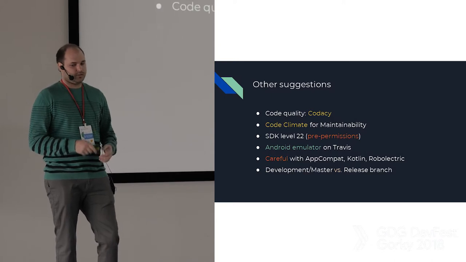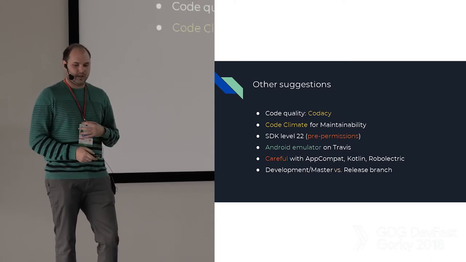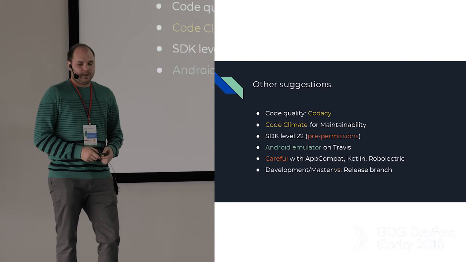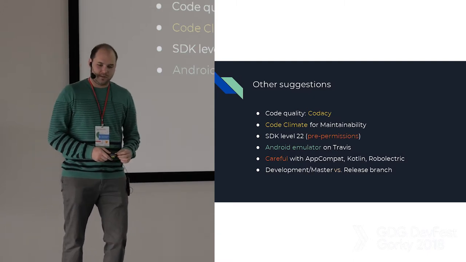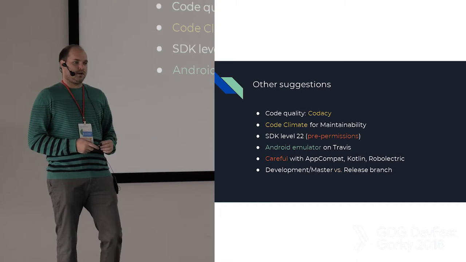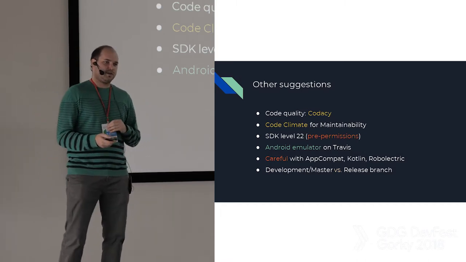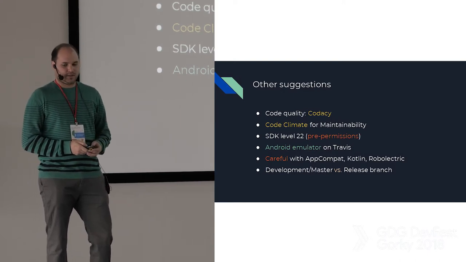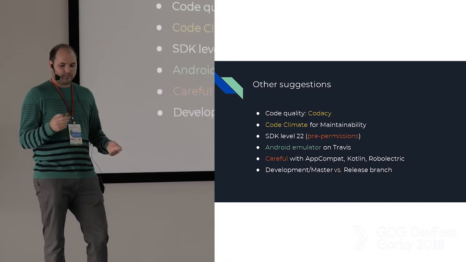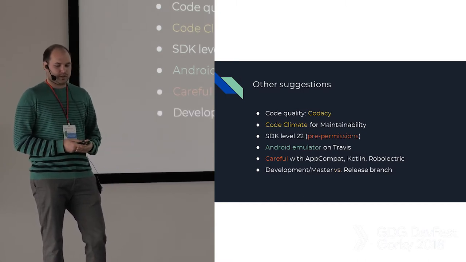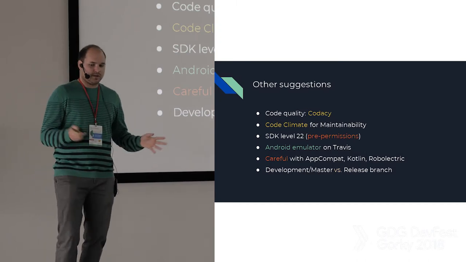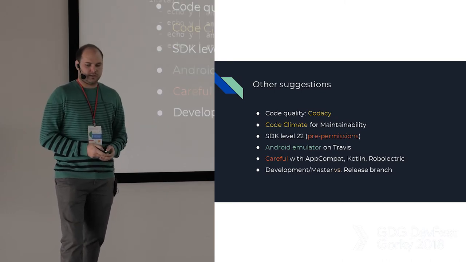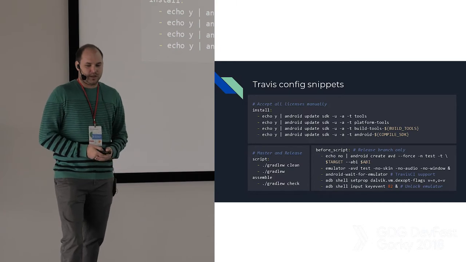So other suggestions when you're integrating is run Codacy. It's good for code quality. It has a nice badge. And you can run Code Climate. It's much easier to use SDK level 22 if you're running on an emulator, because then you don't have to deal with permission dialogs. But if you want to deal with them, it is what it is. You have to write a lot of code for UI tests. And then you can run an emulator, all of this stuff that I already mentioned. Then you can have branches. Like everything that's normally possible in any normal project, you can also do with your library. It just works.